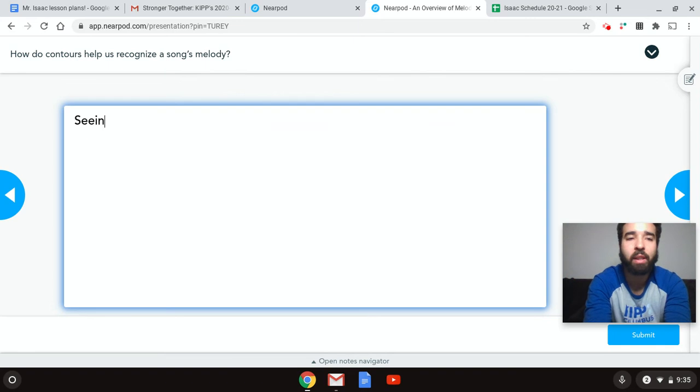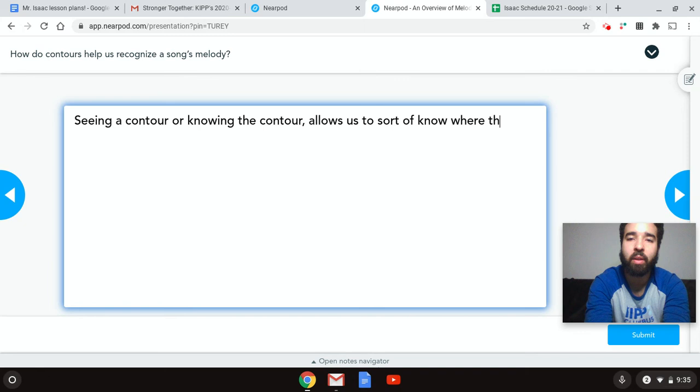So I'm going to write: seeing a contour or knowing the contour allows us to sort of know where the melody is going. It doesn't always tell us, because we don't always know the pitch based off of contour, but we do know that it's going higher.